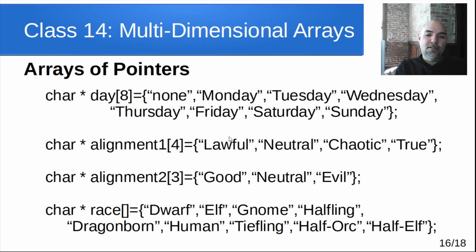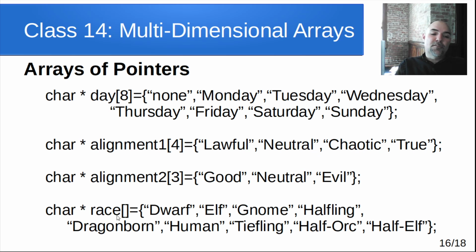So you could have lawful good, lawful neutral, lawful evil, chaotic good, chaotic neutral, chaotic evil, neutral good, neutral evil, and there's no neutral neutral, there's true neutral. But you'll notice that we could store all this in our game as an array of character pointers. So alignment 1 subscript 0 would refer to the address holding the string lawful. Alignment 1 subscript 1 is going to hold the address of the string neutral, and so forth.